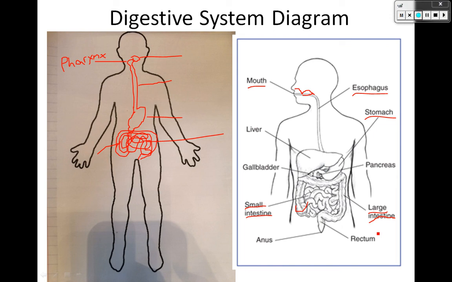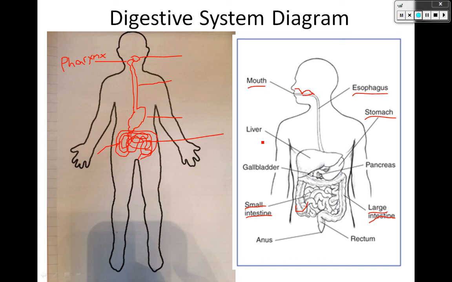Large intestine. And then we're not going to worry about the rectum or the anus, but the large intestine leads to what we call the rectum, and then the anus is the opening between the intestine and the outside. And this is when you go to the bathroom and you have a bowel movement, or you poop, as you say, that's where it comes out.